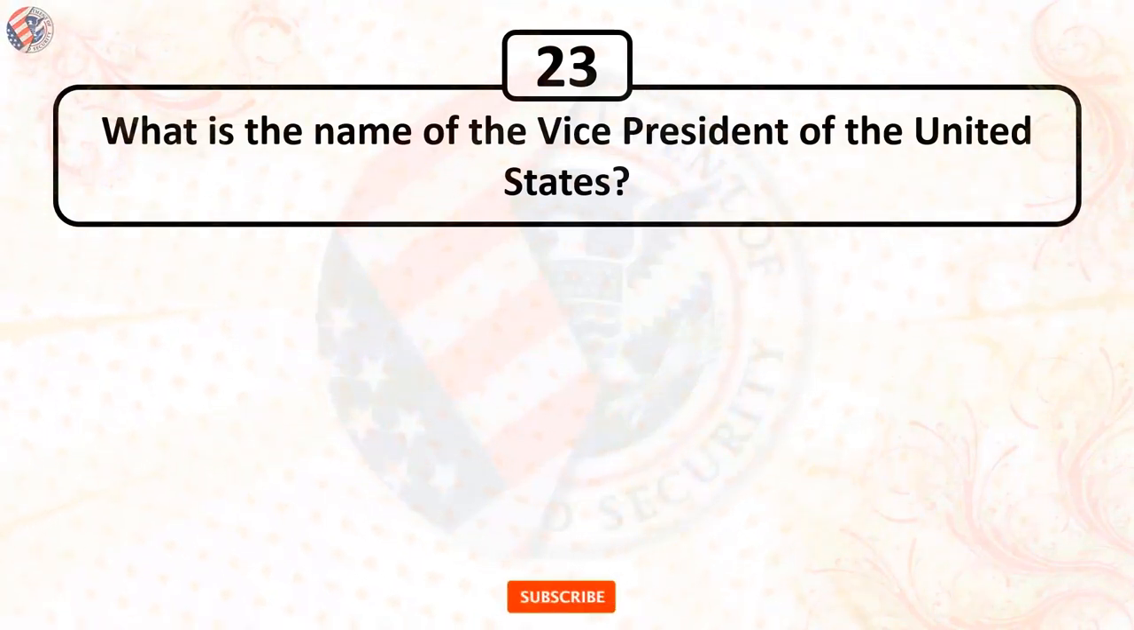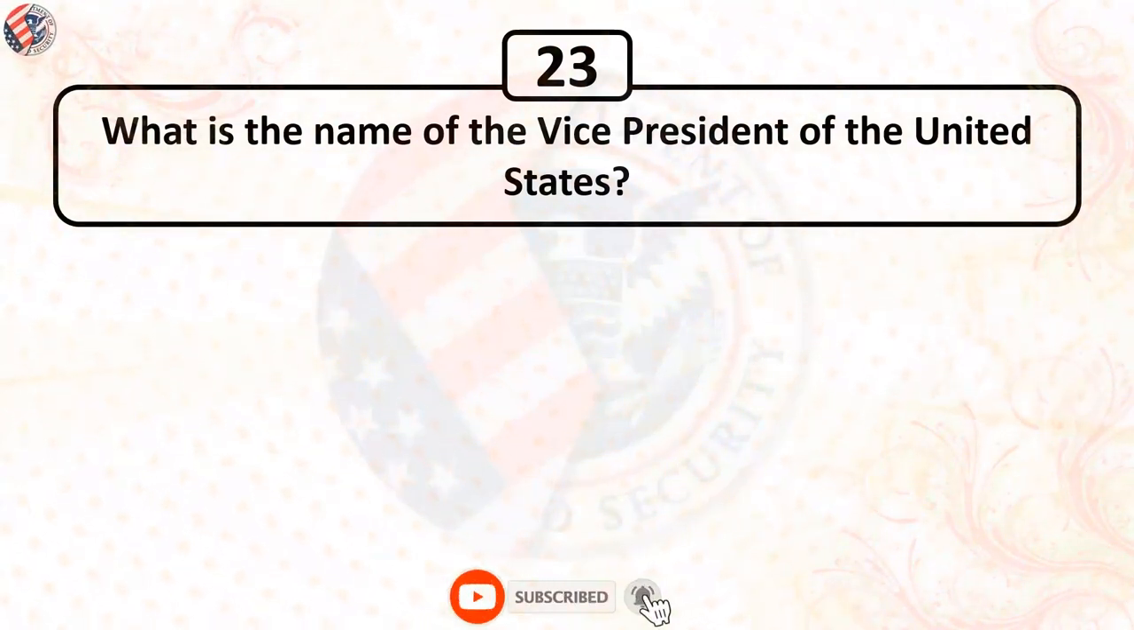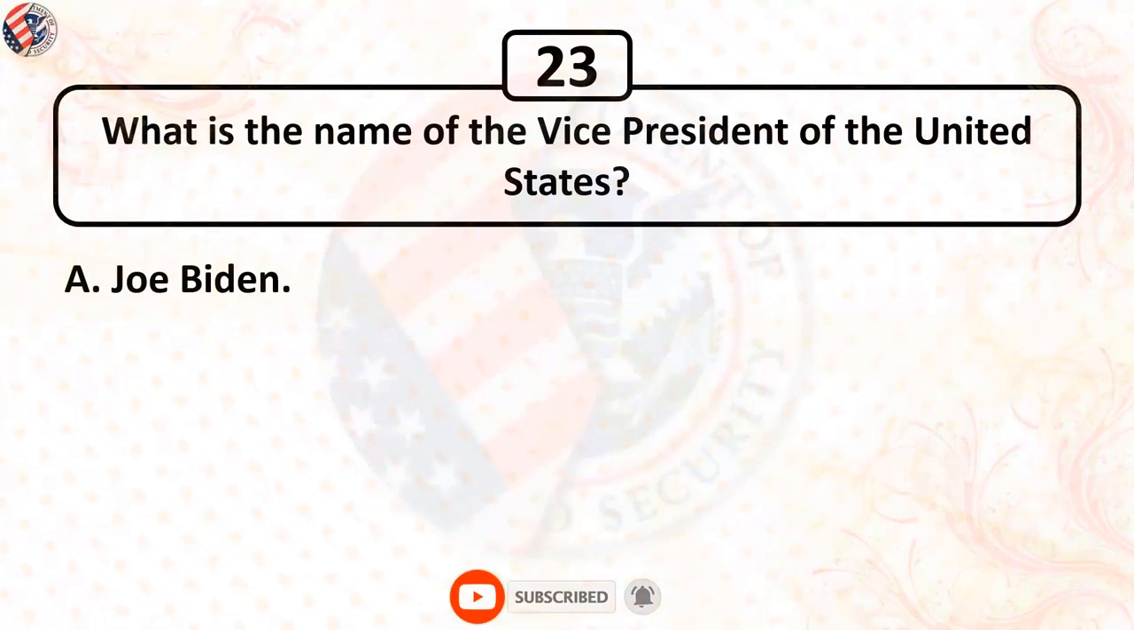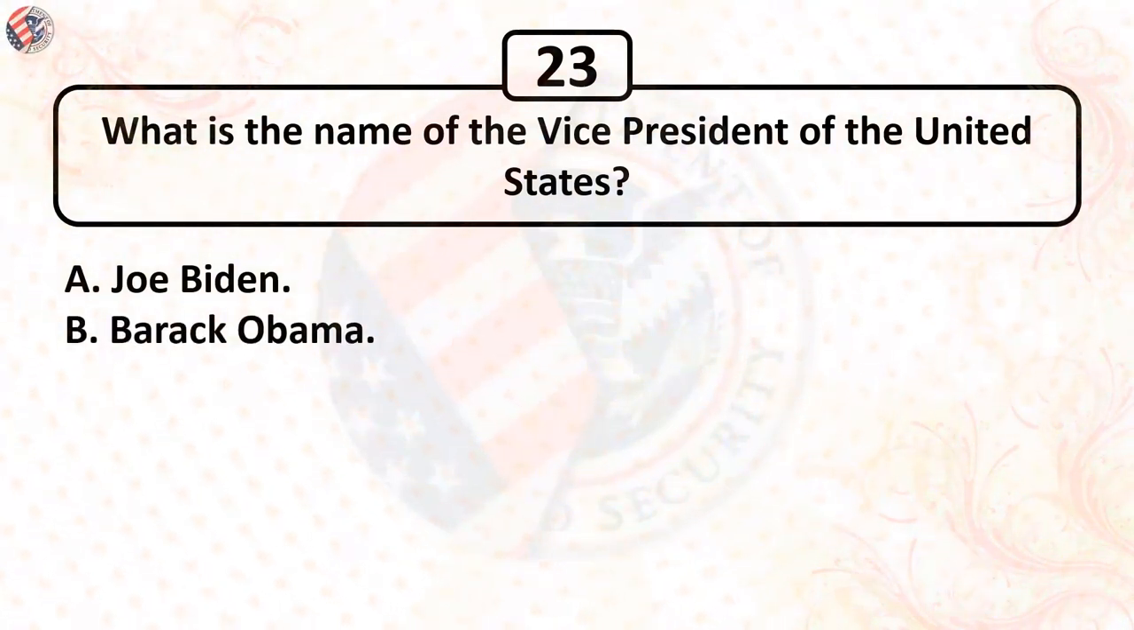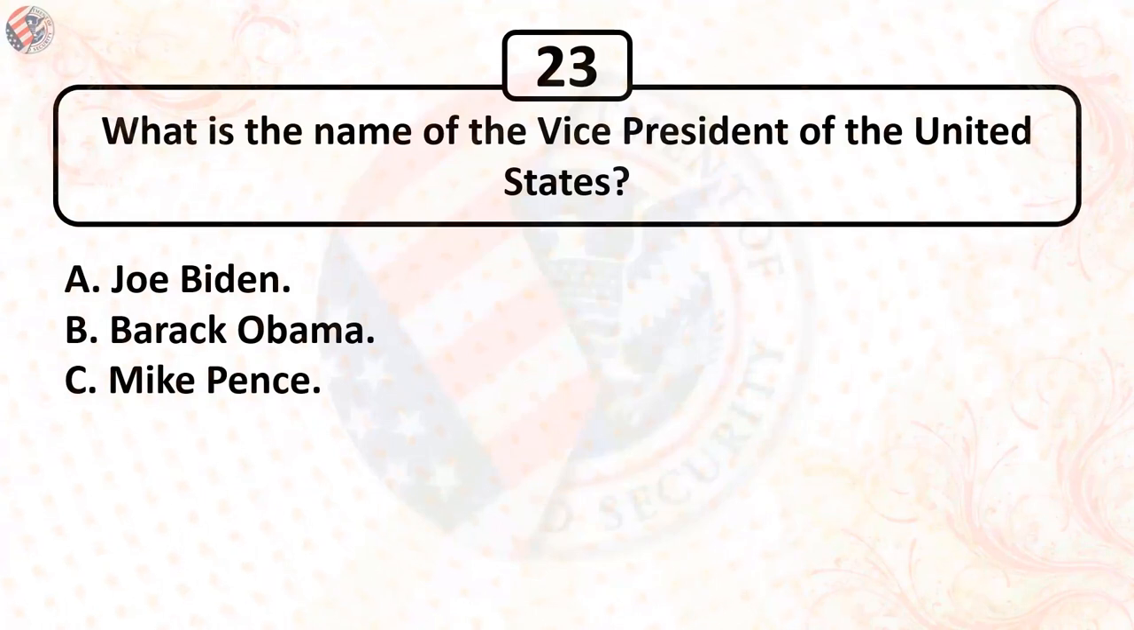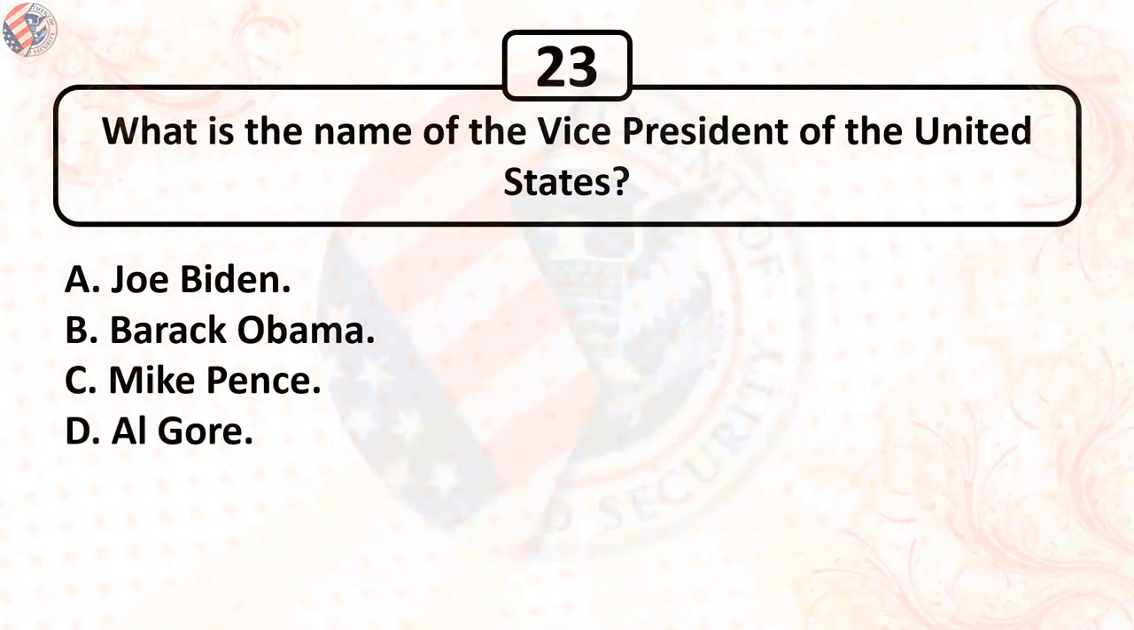What is the name of the Vice President of the United States? A. Joe Biden. B. Barack Obama. C. Mike Pence. D. Al Gore.